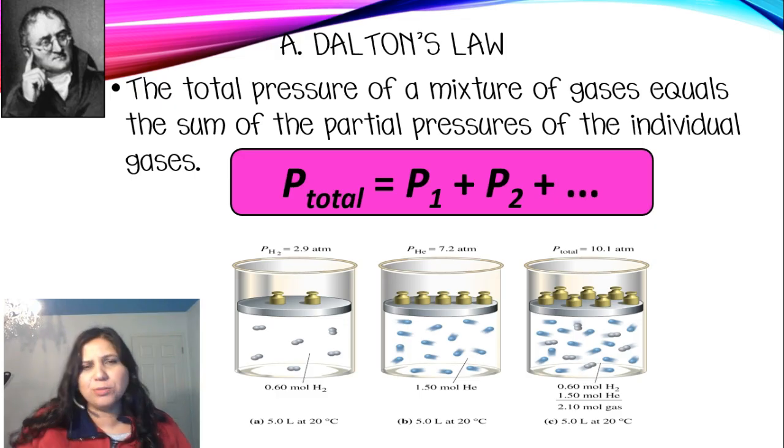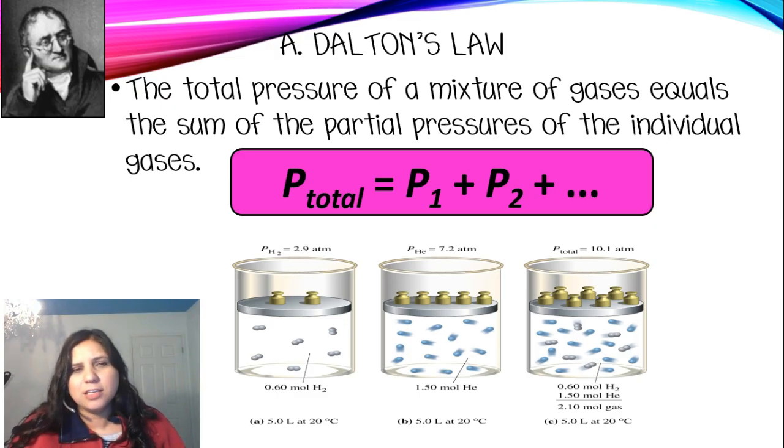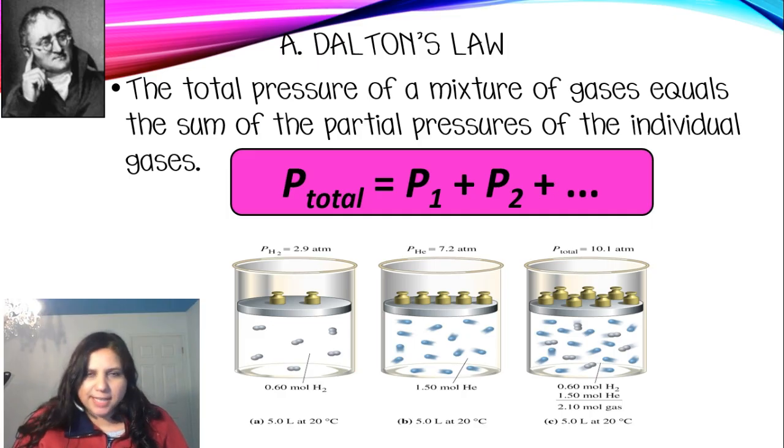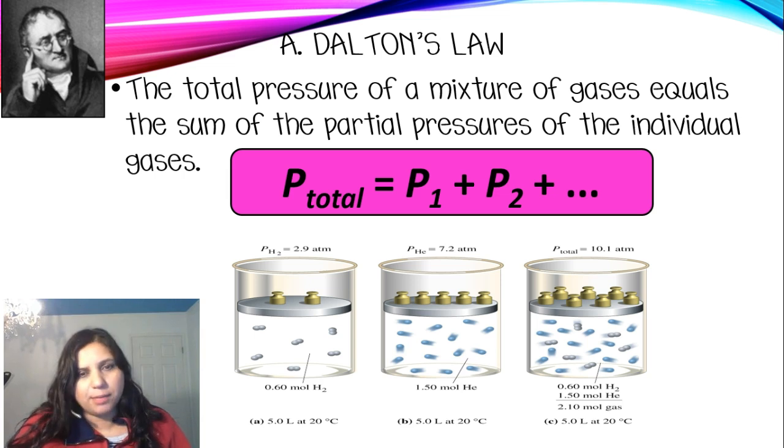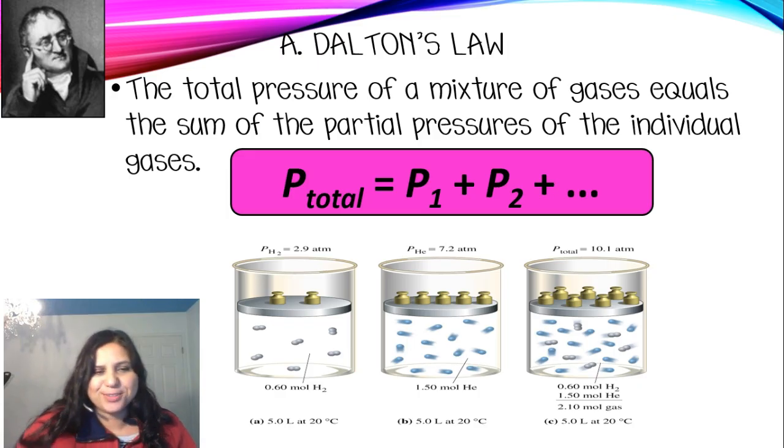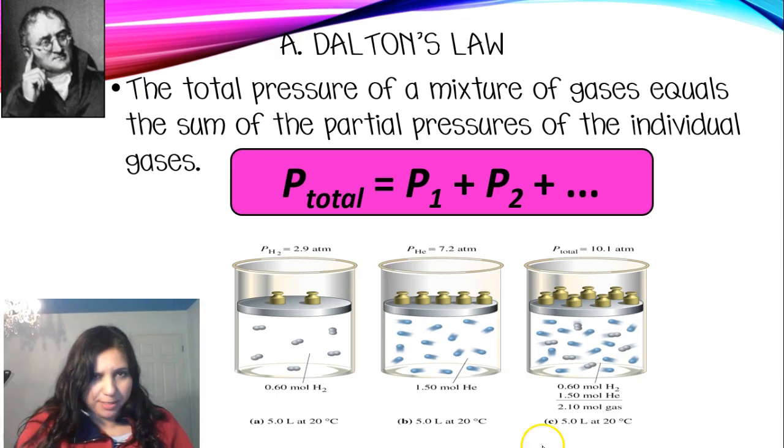It says the total pressure of a mixture of gases equals the sum of the partial pressures of the individual gases. So it's just saying if you have 3 different gases, or 2 different gases, or 10 different gases, and you wanted to know how much pressure the total mixture is, you would add up all of the gas pressures. If you see this little picture here, it shows 2 different gases separately.